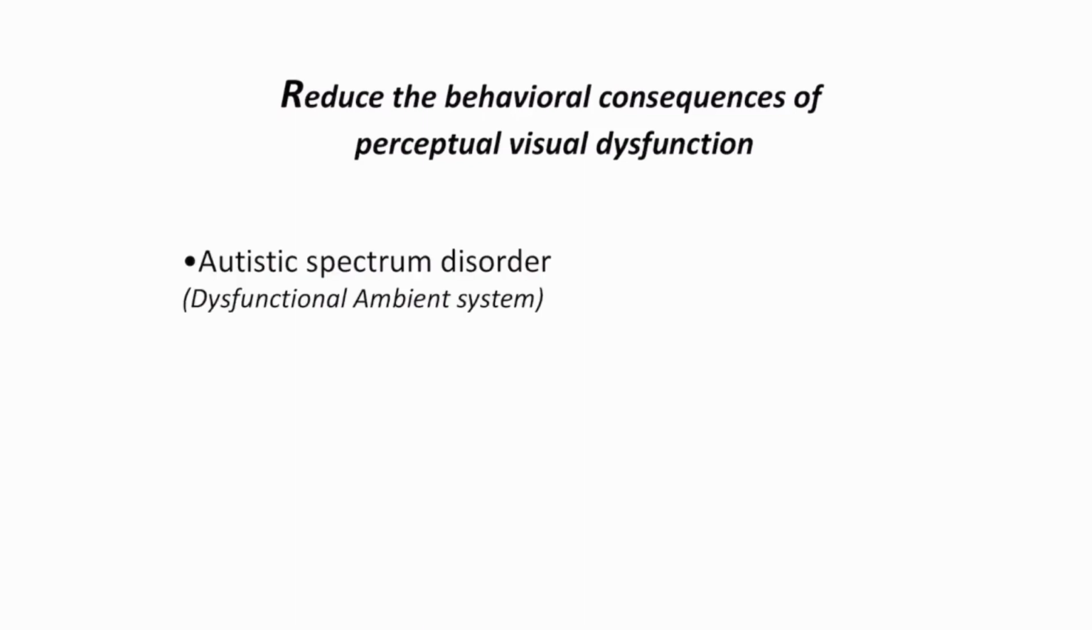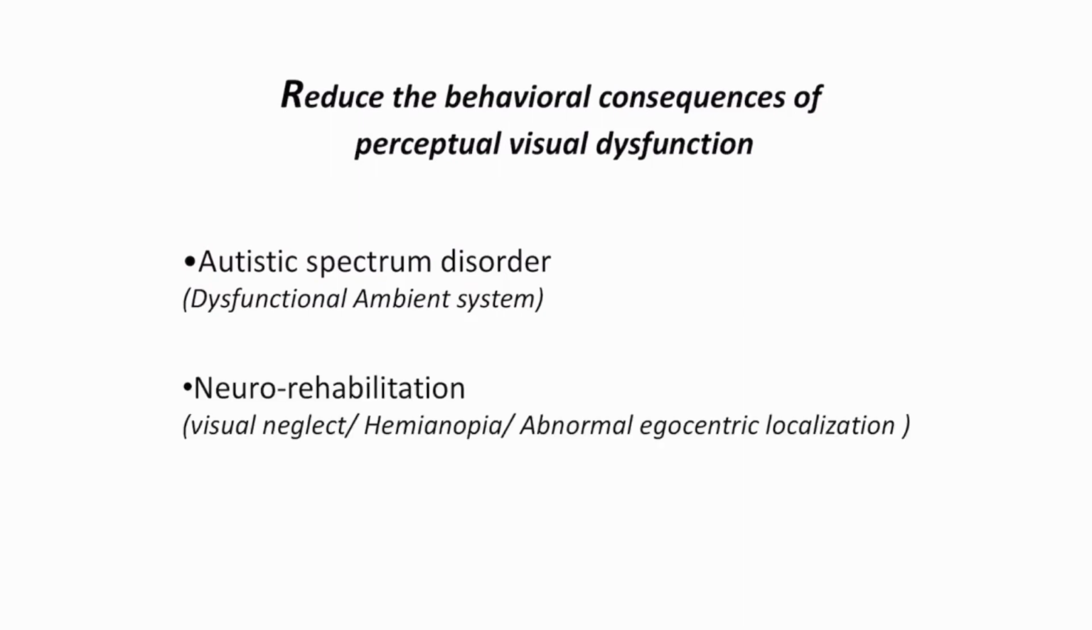As yoked prisms are capable of reducing the behavioral consequences of perceptual visual dysfunction, they have been employed in children with autistic spectrum disorder, where a dysfunctional ambient system is reported to affect the attention, orientation, and result in poor eye contact and poor visual motor coordination. Yoked prisms are also employed in neurorehabilitation following acute brain injury, where the patient might suffer from visual neglect, hemianopia, and an abnormal egocentric localization.